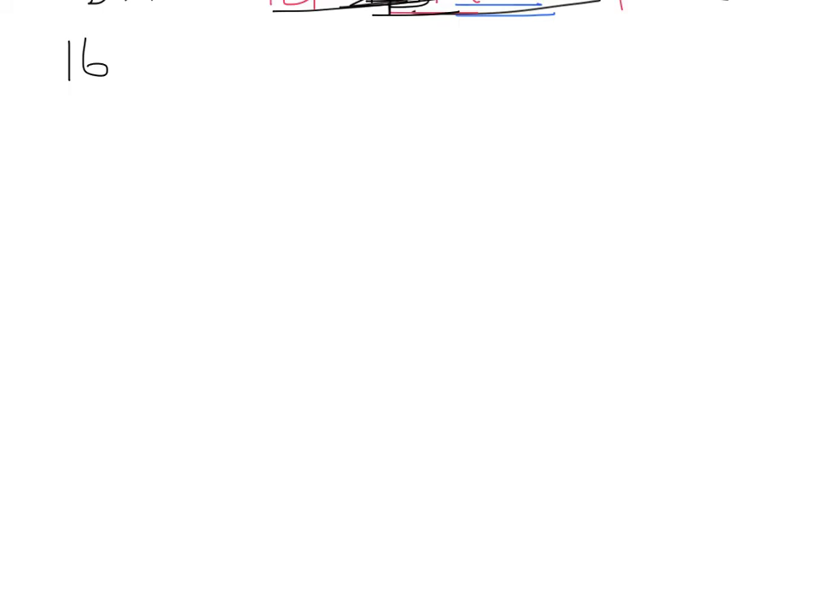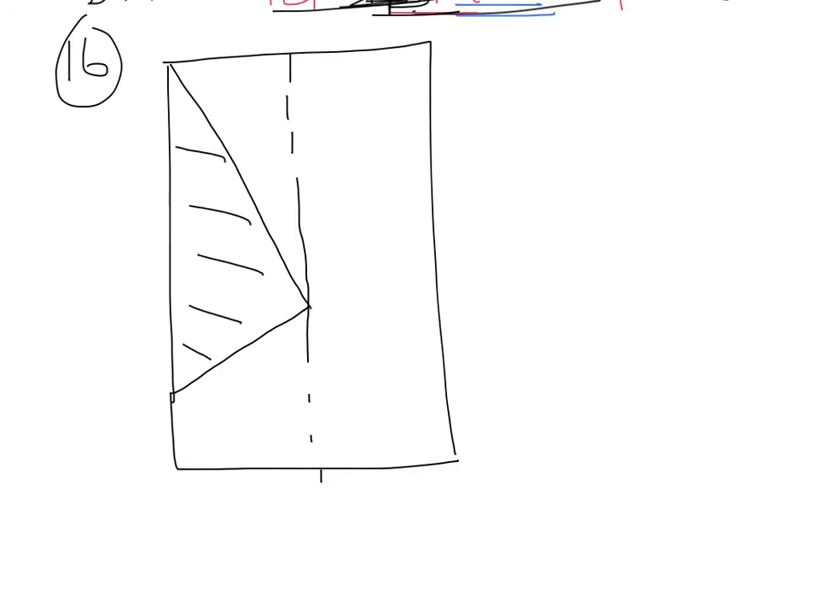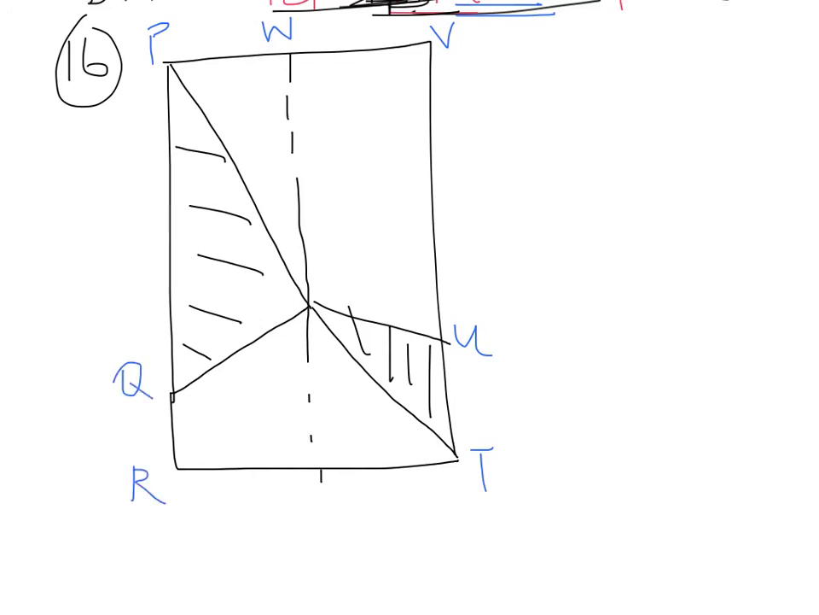Okay, now we move to question 16. Okay, we're going to have a figure first. So let's draw the figure. Okay, the figure looks like this. There's a dotted line. This is Q, this comes here, and this is shaded. And there's another line like that, and this is also shaded. Next we have the points, which are P, W, V, U, T, R, Q. This is S. And this is equal.